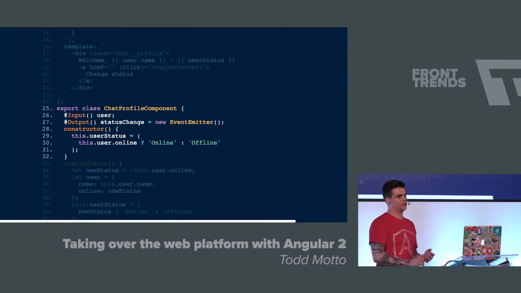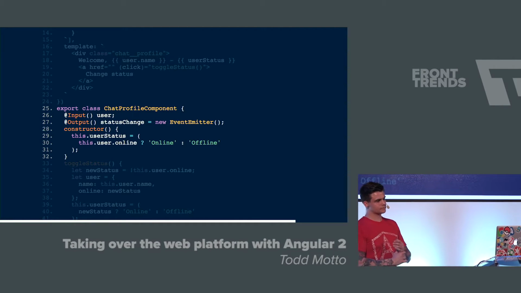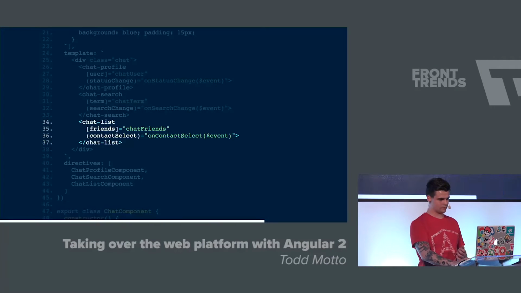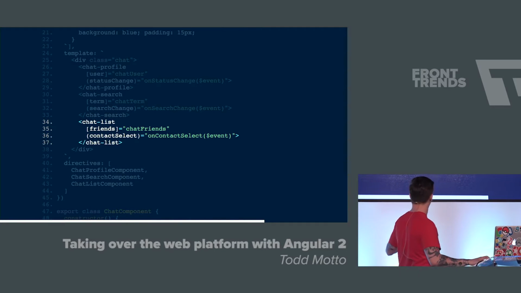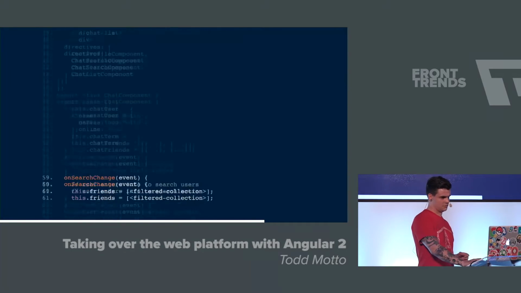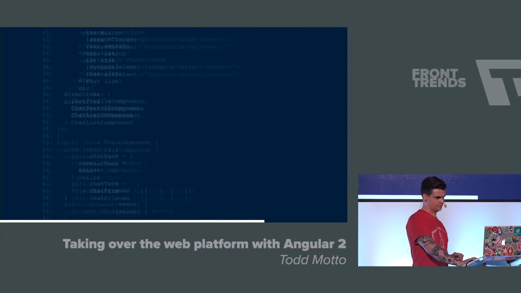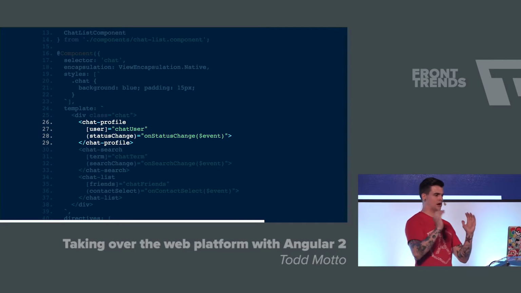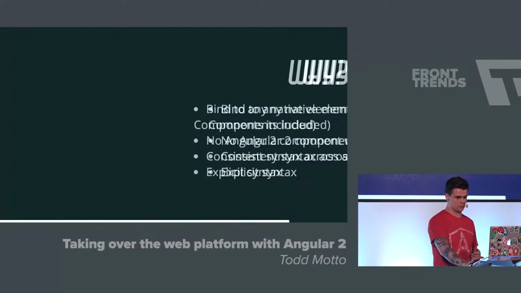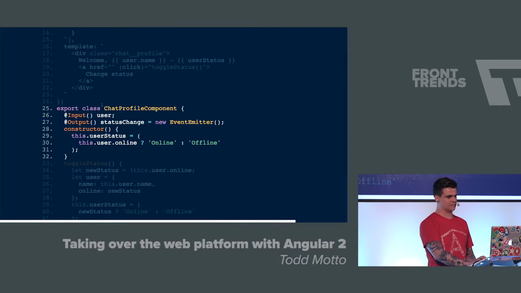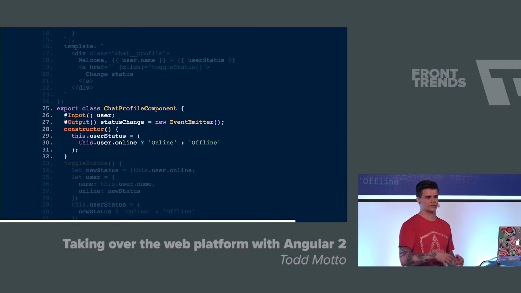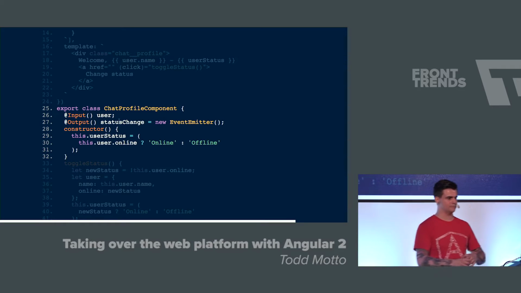When it comes to inputs, let me flick back really quickly just to refresh your brains. If you look right at the top, there we go. We had square brackets, user, and then round brackets, status change. So these names are here. Input is user, and then the output is status change. So we map the two together.